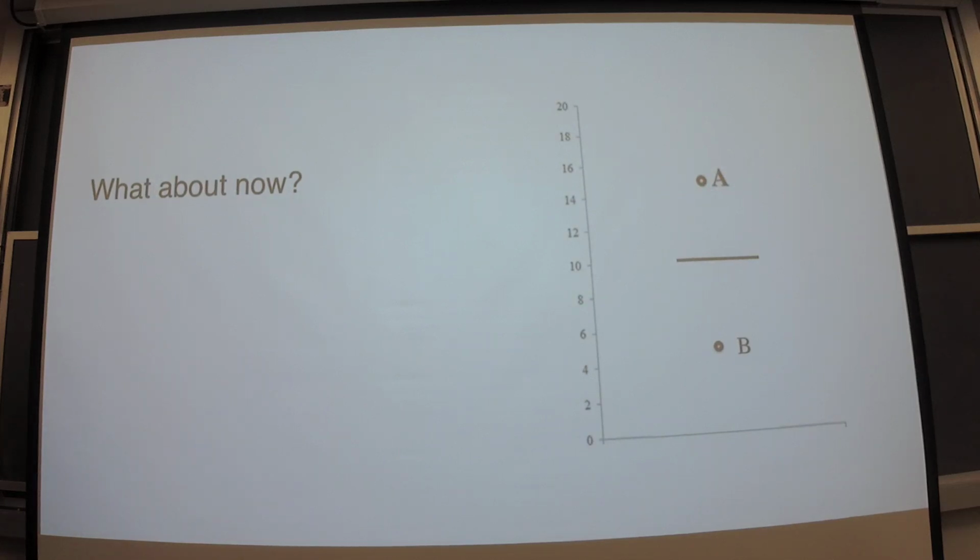Now you know everything about this chart, but would you have said A or B is more likely to be in the distribution? Probably not, right? Because you're not being biased by the bar, you just see the median line here.